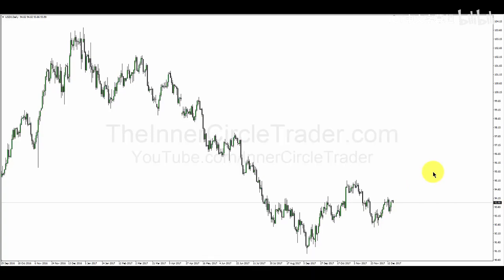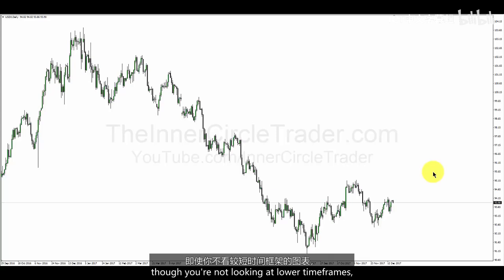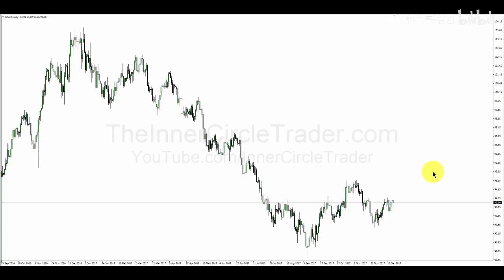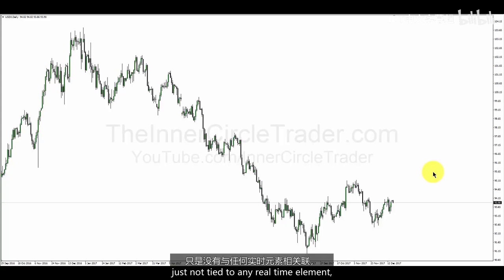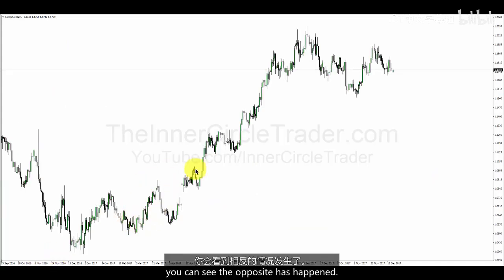But the main thing I want you to take away from this presentation is, even though you're not looking at lower time frames and you're not scalping or day trading, those same price action concepts still apply because price is fractal. That means the things that we would see and expect to see unfold in the lower time frames, just not tied to any real time element, we would still expect those same phenomena to occur on higher time frame charts like the daily. If we go over to the euro dollar, you can see the opposite has happened.